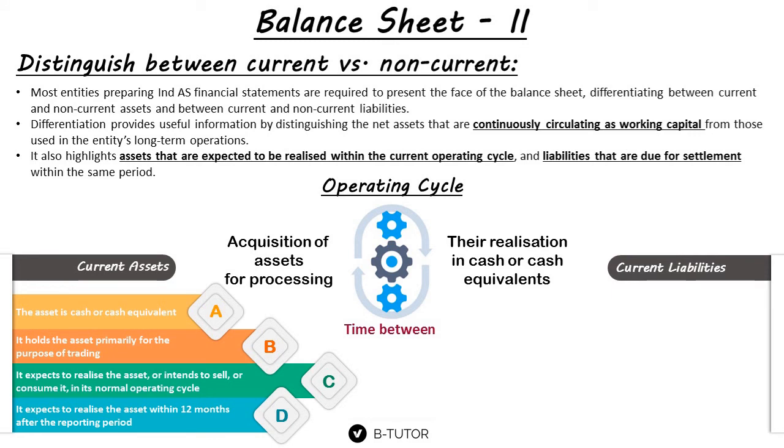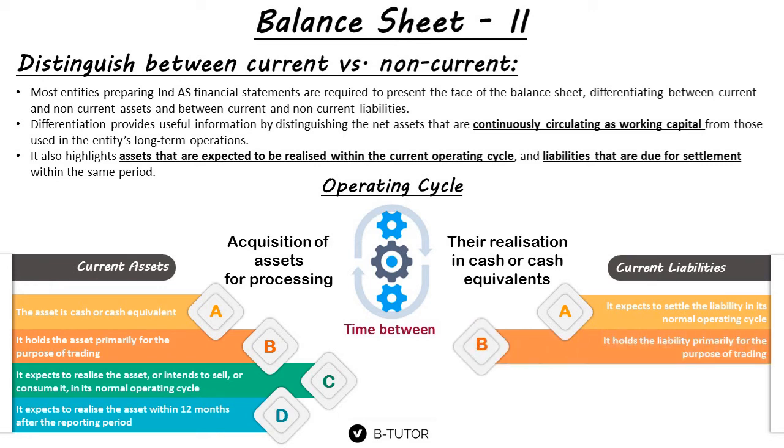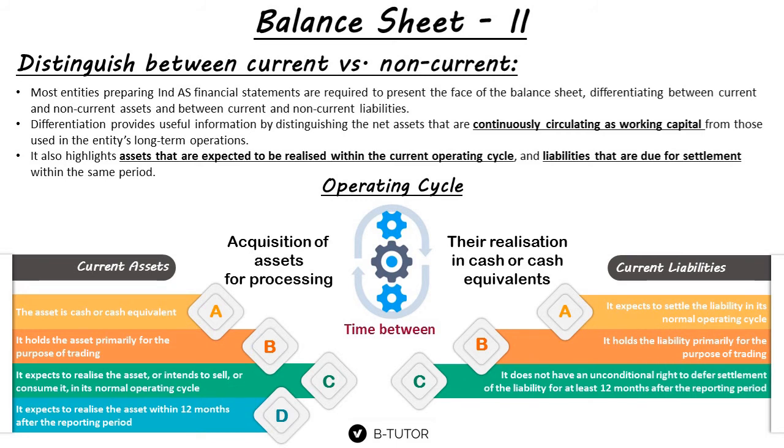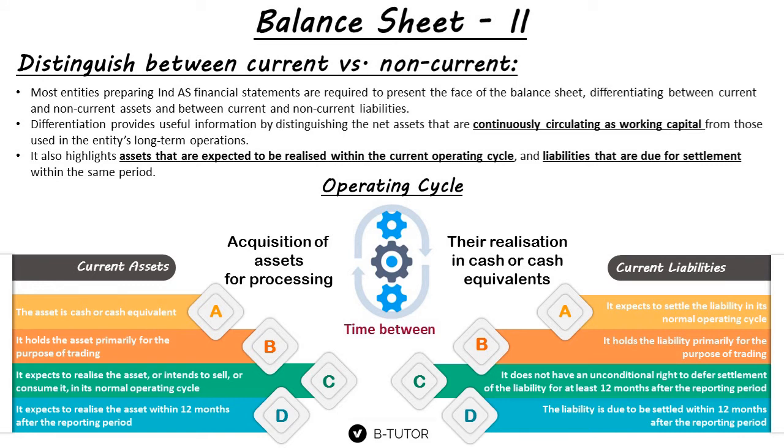Similarly, on the other side, current liabilities. An entity shall classify a liability as current when it expects to settle the liability in its normal operating cycle, or it holds the liability primarily for the purpose of trading, or it does not have an unconditional right to defer settlement of the liability for at least 12 months after the reporting period. Last one, the liability is due to be settled within 12 months after the reporting period. So anything not falling under the current liabilities definition, all such liabilities shall be classified under non-current.